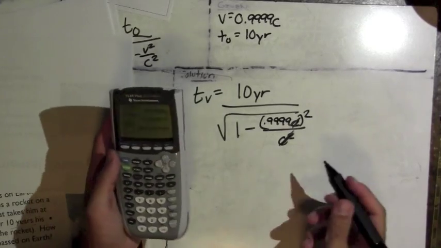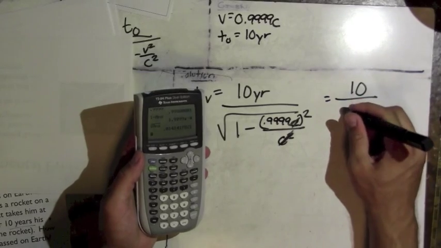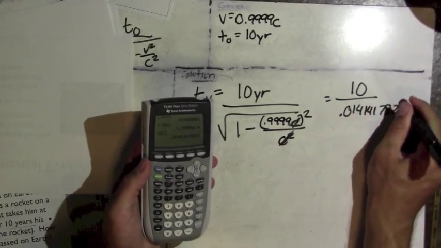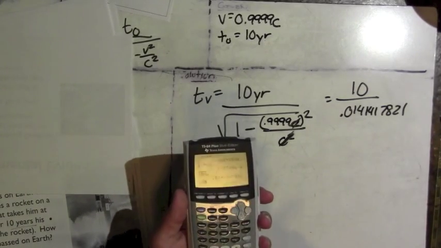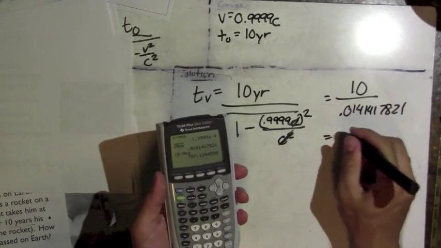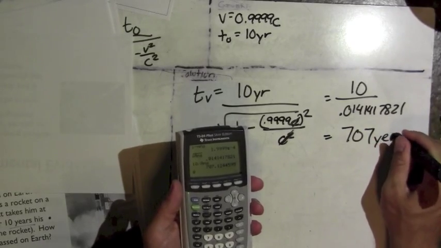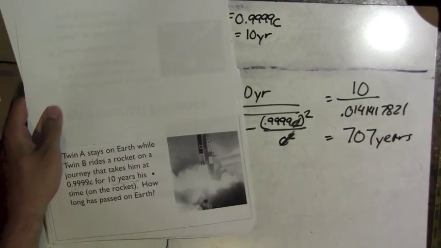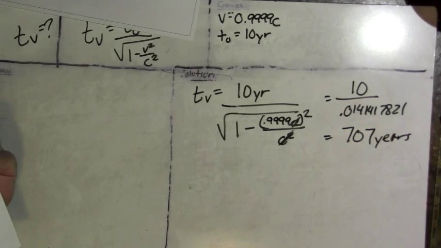And what you end up with is a very, very small number. 10 divided by 0.014141781, which is just a very, very small value. Now when you take 10 and divide it by that number, you see that 707 years has passed on Earth. So not only is twin A going to be long gone, but twin A's children and children and children are going to be gone as well.